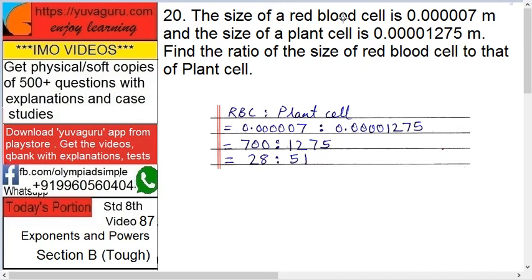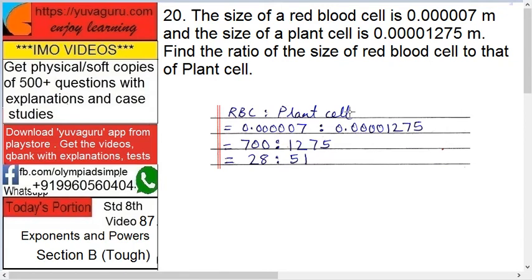The size of a red blood cell is 0.5 times 10 to the power of minus 7 meters, and the size of the plant cell is 0.4 times 10 to the power of minus 127.5 meters. Find the ratio of the size of red blood cell to that of the plant cell. So here we have just to find the size ratio of RBC to plant cell.